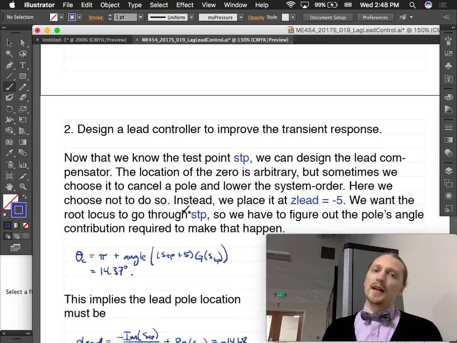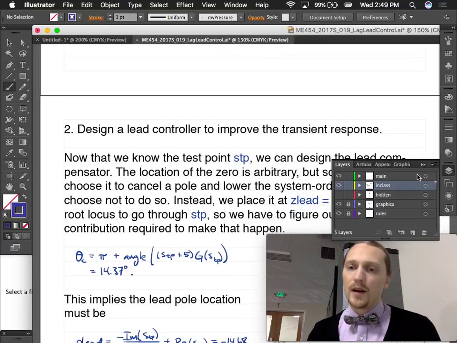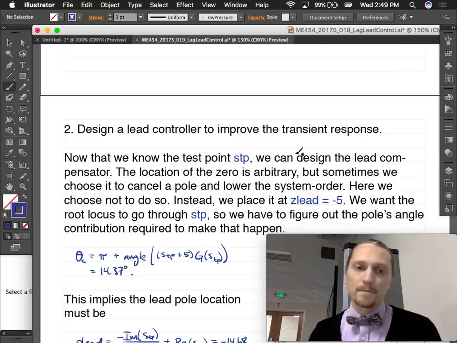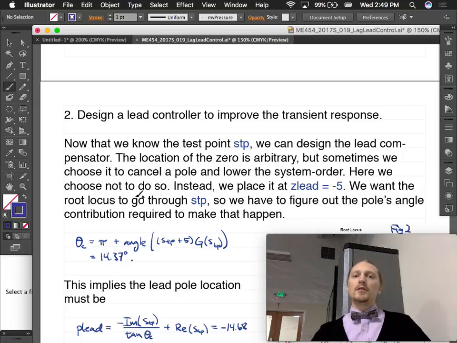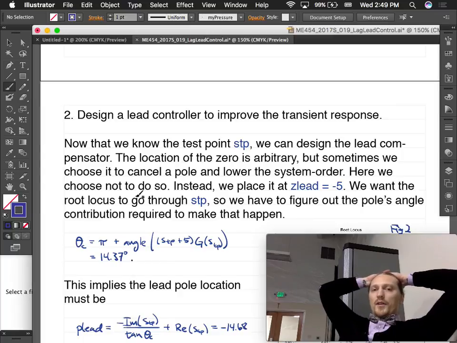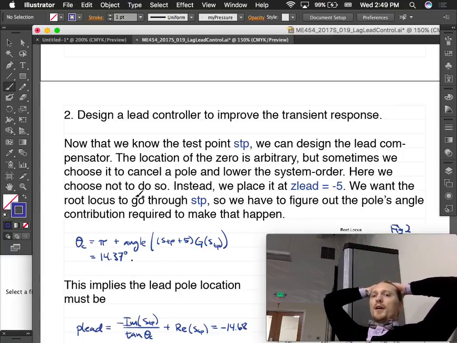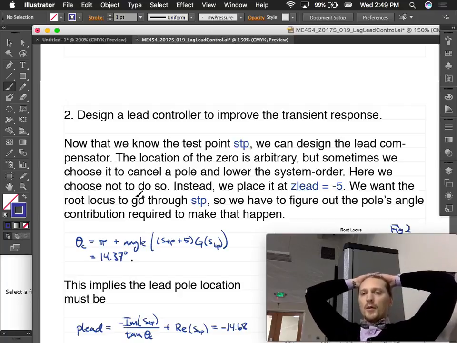So step 2, design a lead controller to improve the transient response. Now that we know the test point STP, we can design the lead compensator. The location of the zero is arbitrary, but sometimes we choose it to cancel a pole and lower the system order.